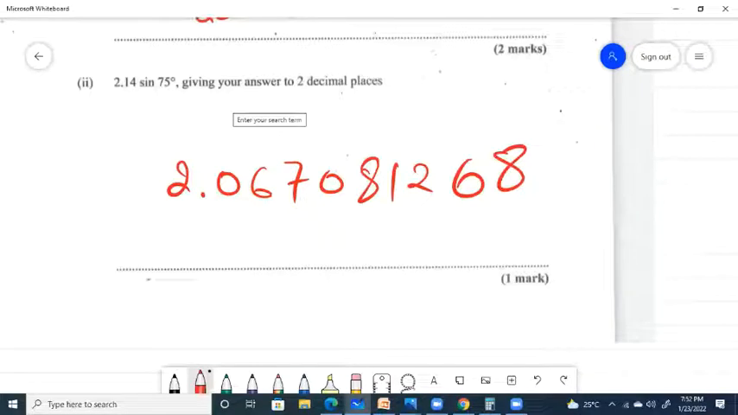I'm looking at 2.067081268. But the question is specific because it says 2 decimal places. Everybody agree? Therefore, let's identify the digit in that spot. It's 6, 7, 0, and then to the immediate right, you have a number in the 5 to 9 category. So that goes up by 1. Right? Yes, sir. 2.07. Are we correct there? Yes, sir. All right, good.